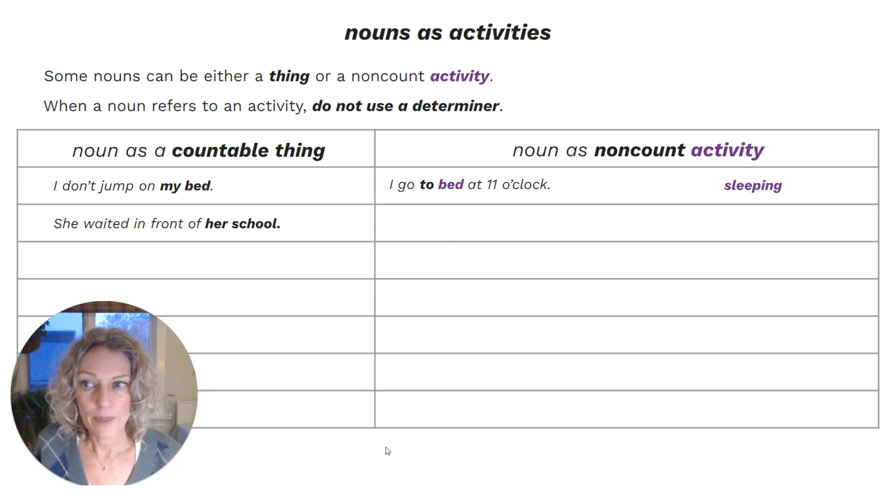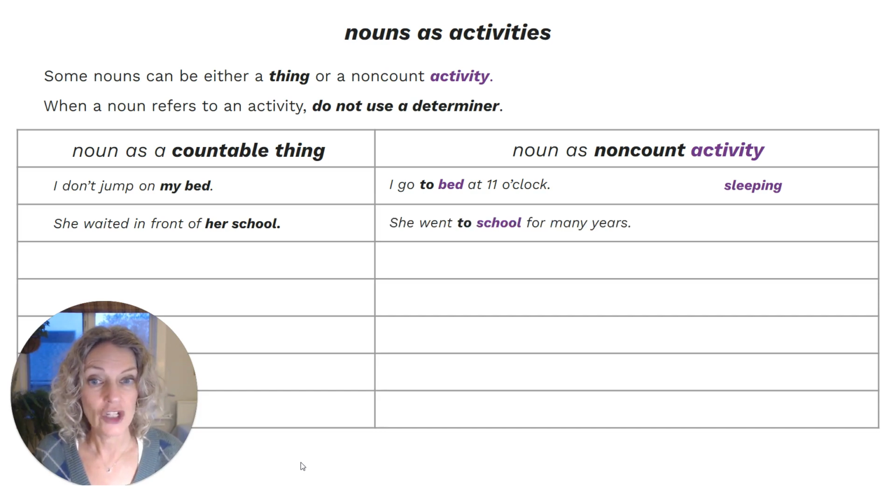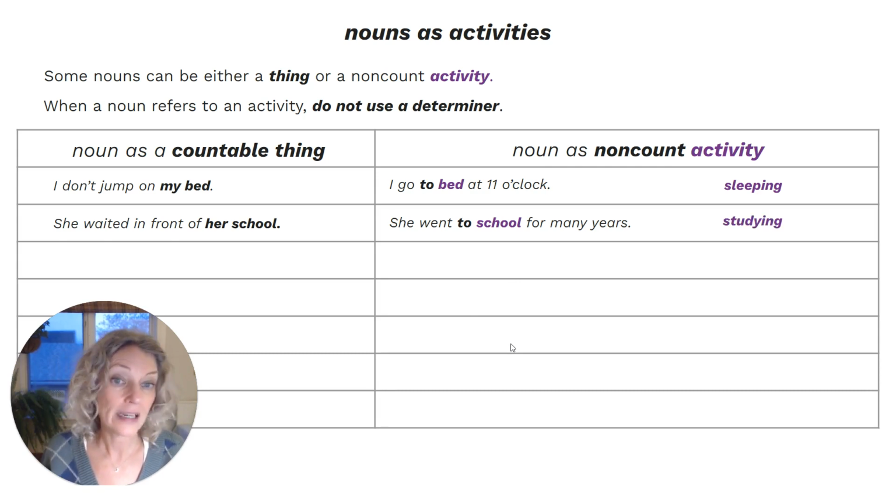Here's another example of a noun as a countable thing. She waited in front of her school. So there we do need the determiner because we need to be specific about which singular count noun we're talking about. However, when we say she went to school for many years, we're referring to an activity. So we must not put a determiner there. So that's like saying she went studying for many years.